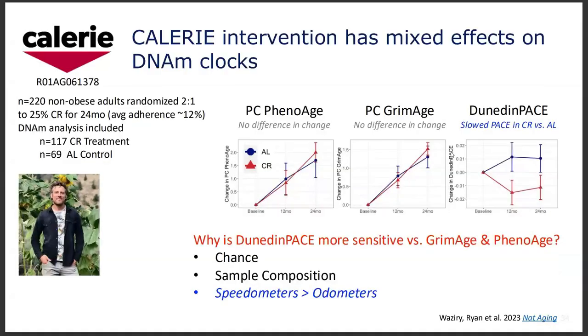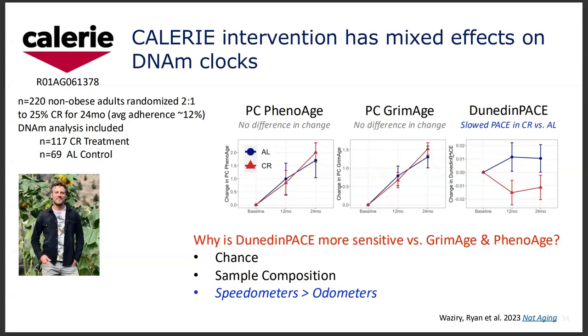But that leaves us with the question of why this thing proved more sensitive to this intervention. Random chance? Certainly possible. Sample composition has been proposed. We trained the Dunedin-Pace algorithm on a phenotype developed in a cohort aging from 26 to 45. The mean age of the CALERIE trial participants at enrollment was 38 years with an upper bound of 51. Whereas GrimAge was trained in older Framingham Heart Study participants, so maybe it was about how old the training data were. The explanation we advanced was it's because we're using a speedometer instead of an odometer.